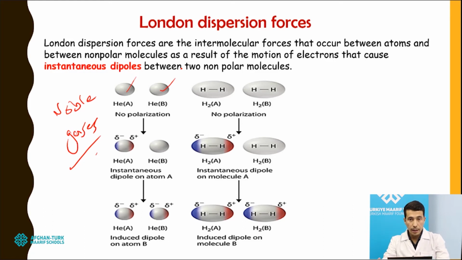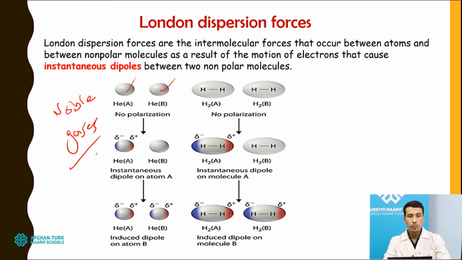How is this kind of force formed? How is London dispersion force formed? We know that there must be opposite charges to attract each other. So what happens over here, due to the electrons? We know that electrons are orbiting around the nucleus. When they are orbiting, sometimes they get to one side, so they form an instantaneous dipole.